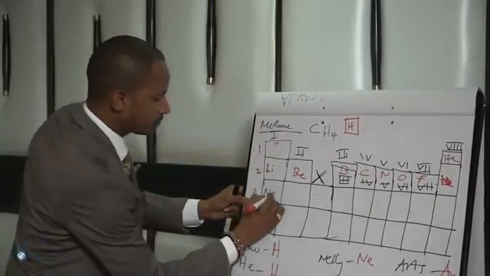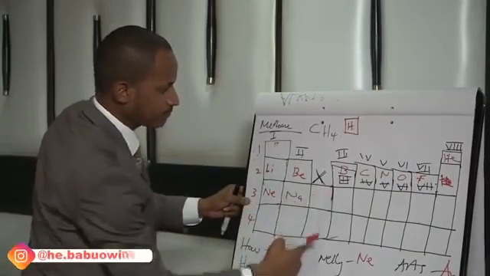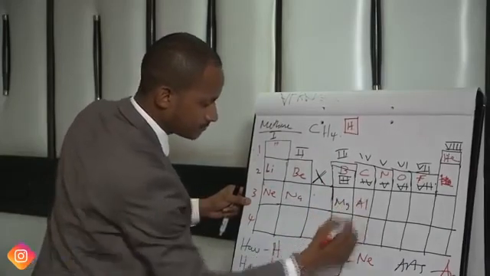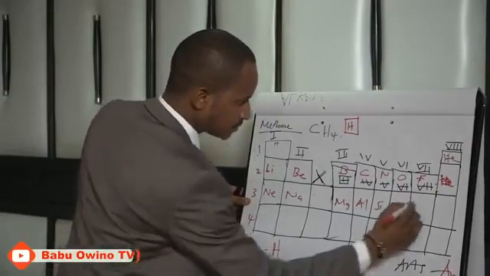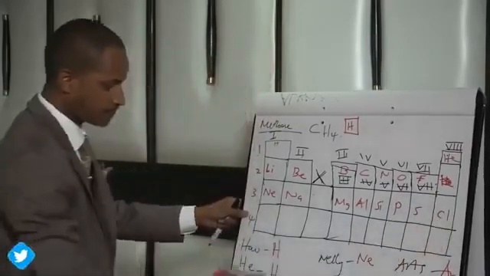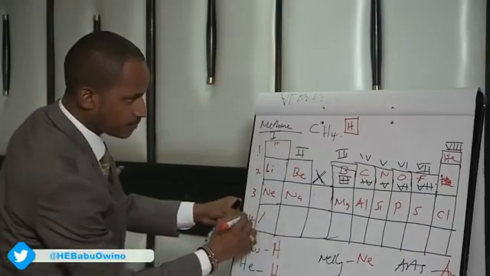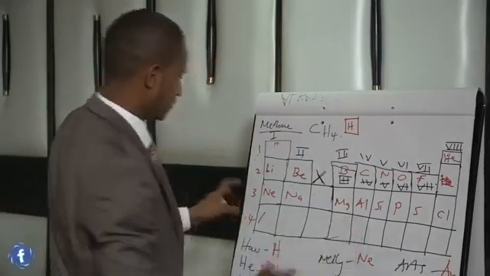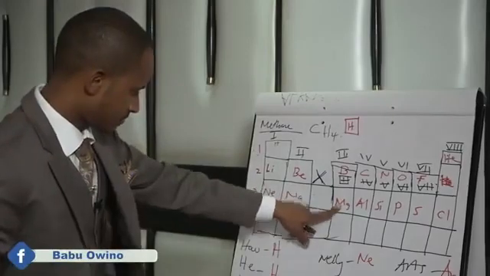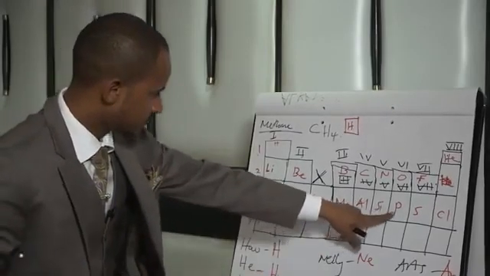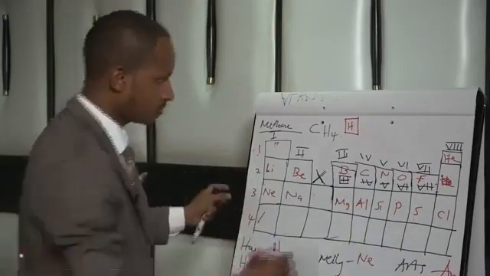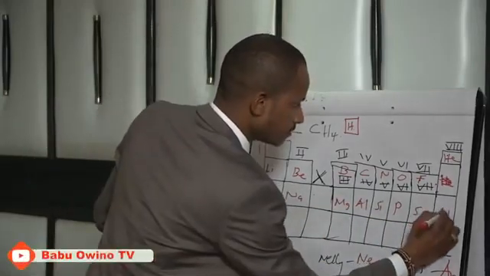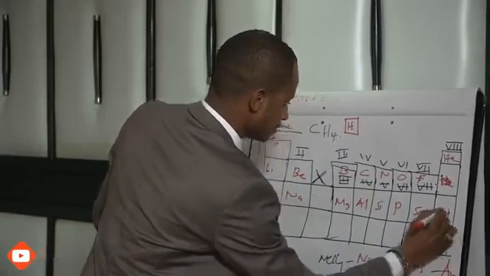Then neon, sodium, magnesium, aluminium, silicon, phosphorus, sulfur, chlorine, argon. This should be argon, not there. Sorry, let me just draw it again.